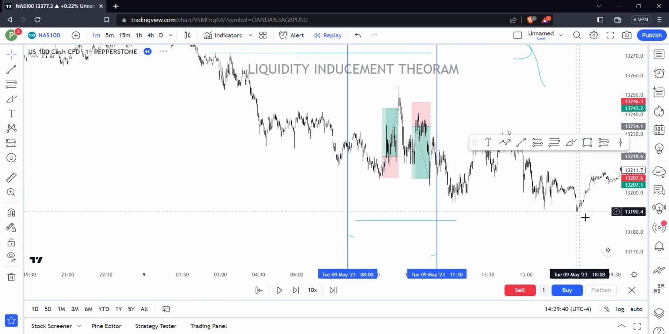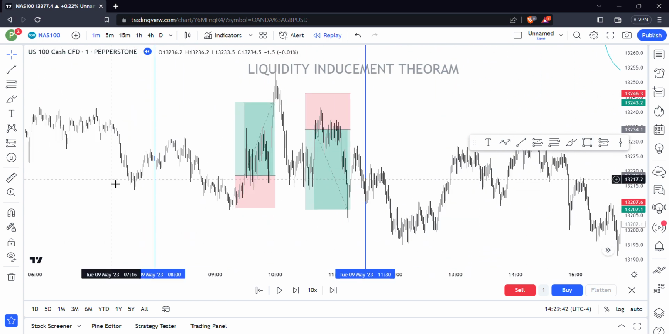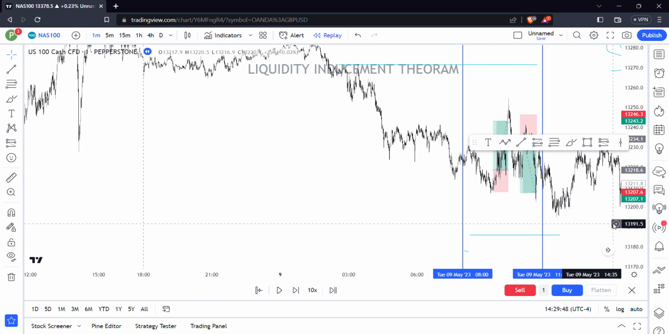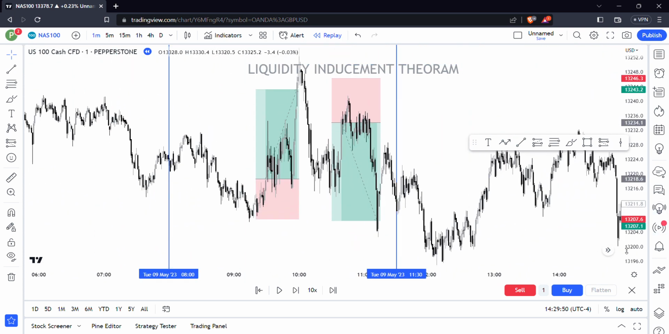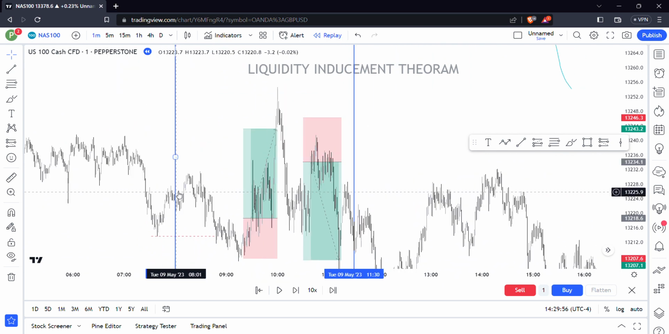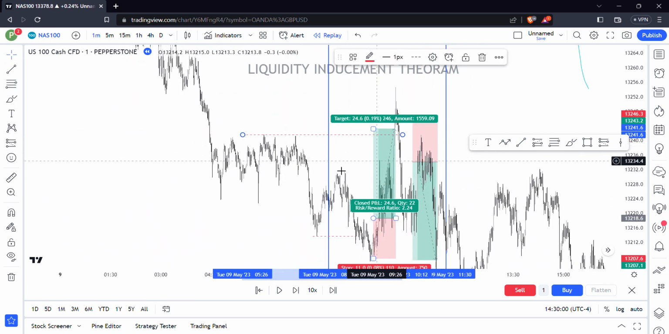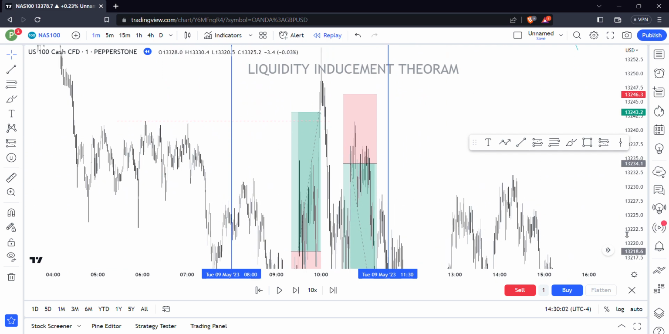Again, the same checklist. What is the first point in the checklist? Mark the timings 8 to 11:30. And again, what's the second point in the checklist? Mark the liquidity zones. This is one liquidity zone and another liquidity zone. These are the two liquidity zones that are there in the markets, right?